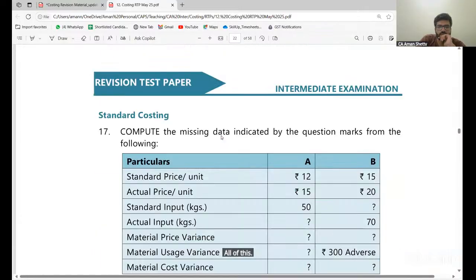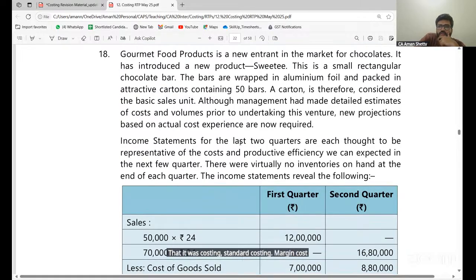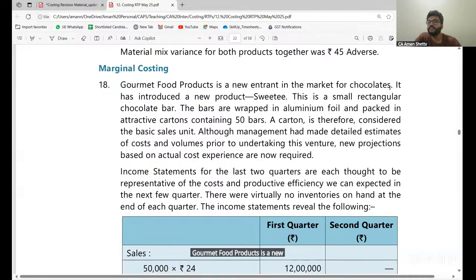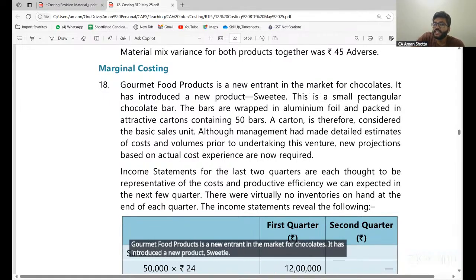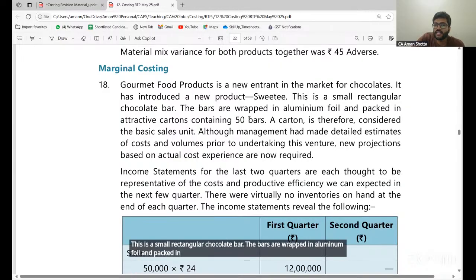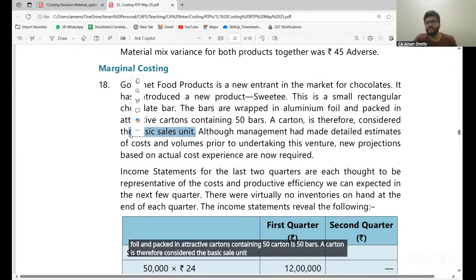Service costing, standard costing, marginal costing. All of you, look at this now. Gourmet Food Products is a new entrant in the market for chocolates. It has introduced a new product, Sweetie. This is a small rectangular chocolate bar. The bars are wrapped in aluminum foil and packed in attractive cartons containing 50 bars. One carton has 50 bars. A carton is therefore considered the basic sale unit. Therefore, carton only we have to consider.